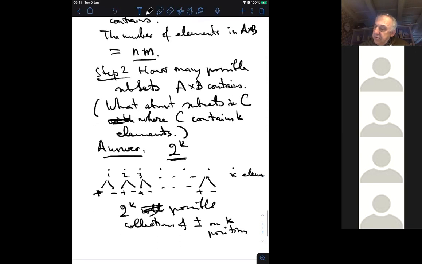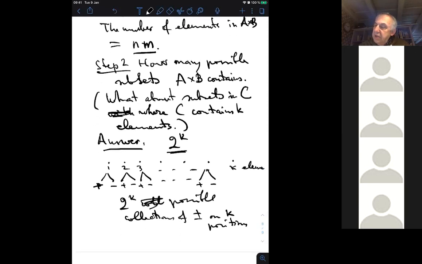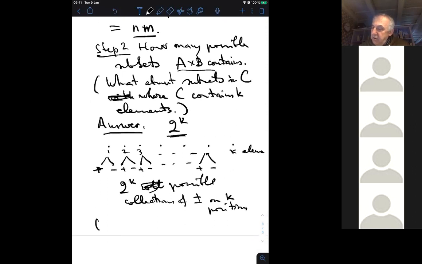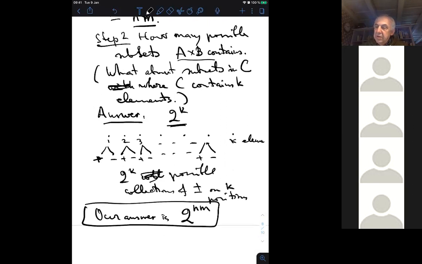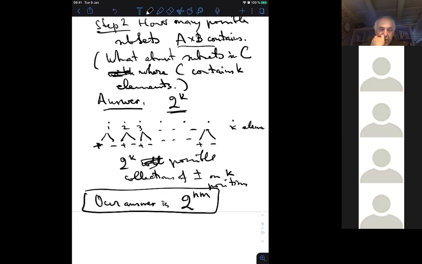So going back to our situation, we have that A times B contains n times m elements. So our answer is 2 power n times m. N times m is how many elements A times B contains, and then using this argument which I just gave you, we conclude that there are 2 power nm possible relations between a set of n and a set of m elements.